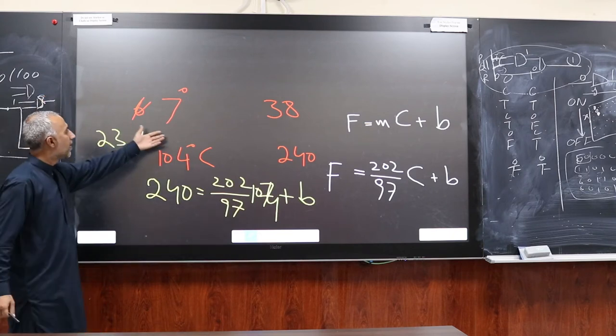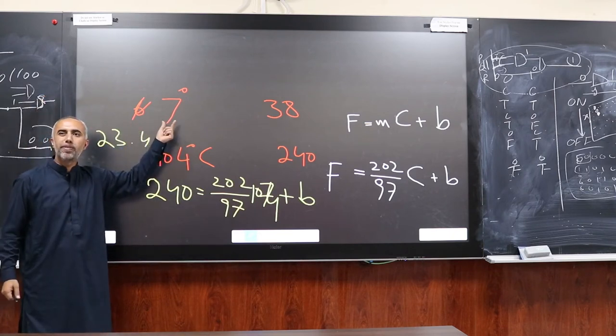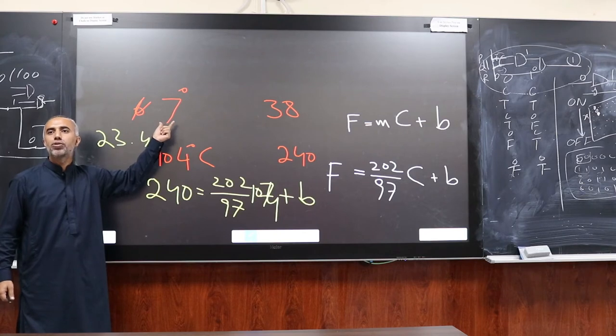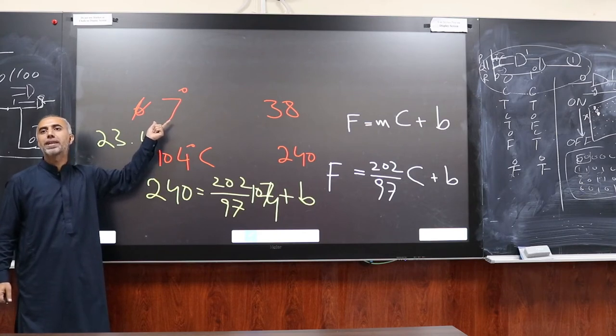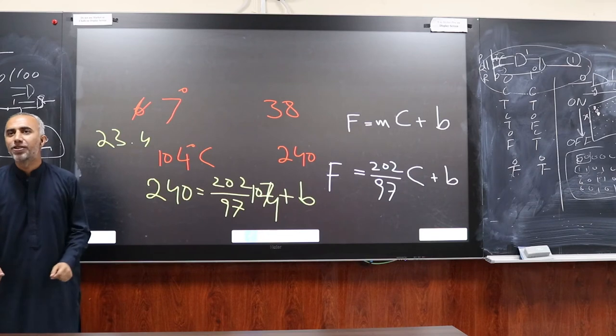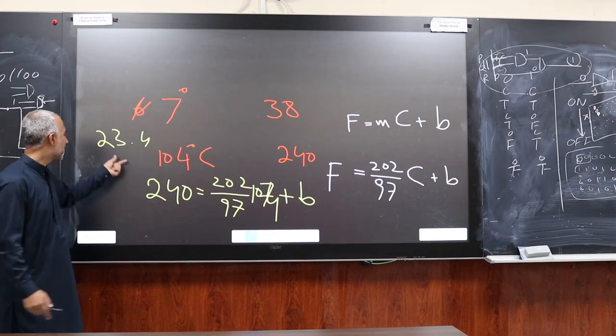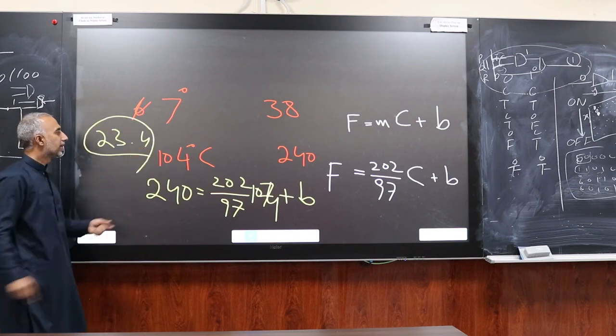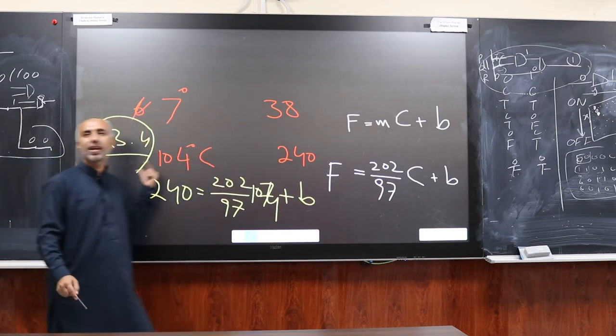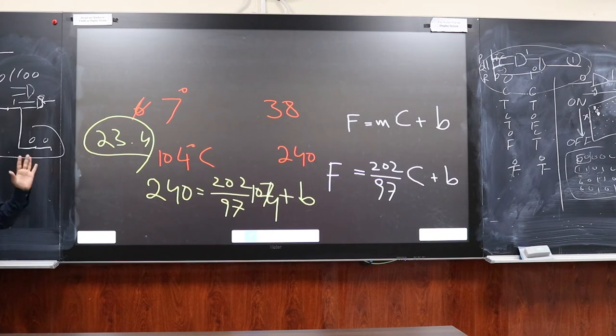Here, by trick, I asked you to choose the lowest value as a 7. So 7 is not a 0. Are you getting my point? Yes, sir. So you have this intercept, not the 38, it's the 23. Is it okay? Yes. Okay, thank you so much.